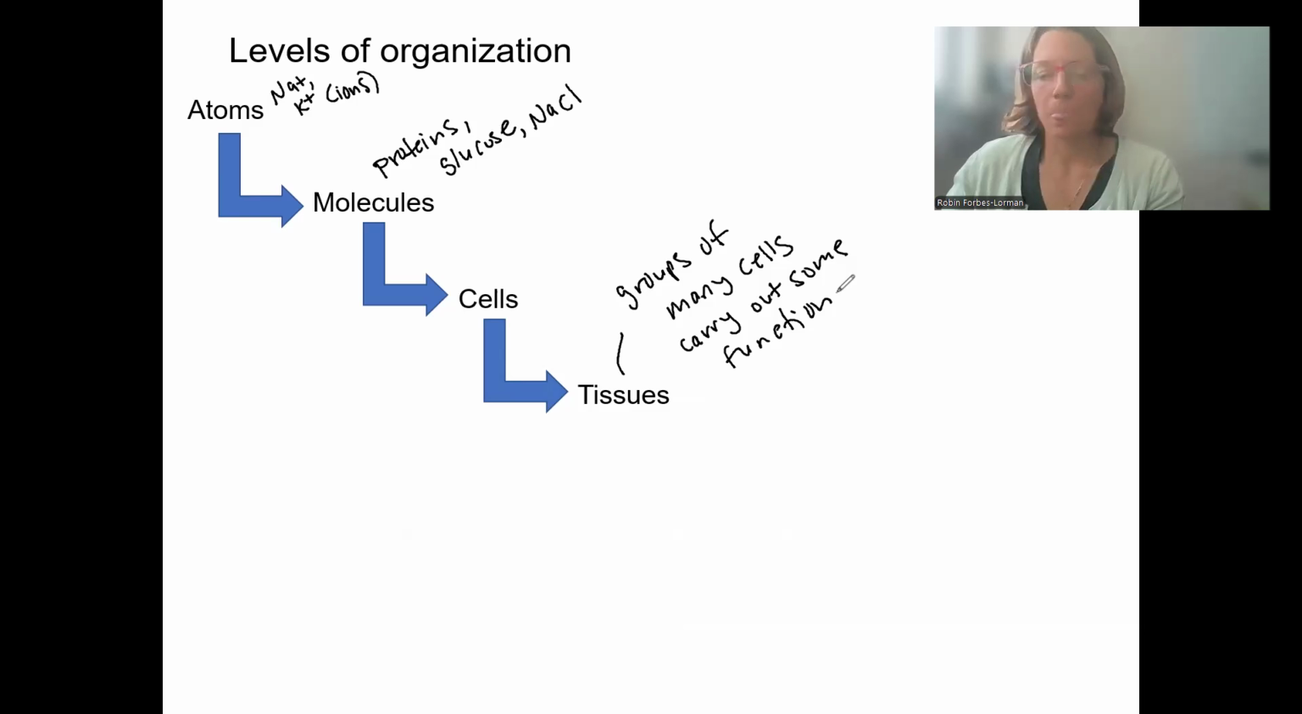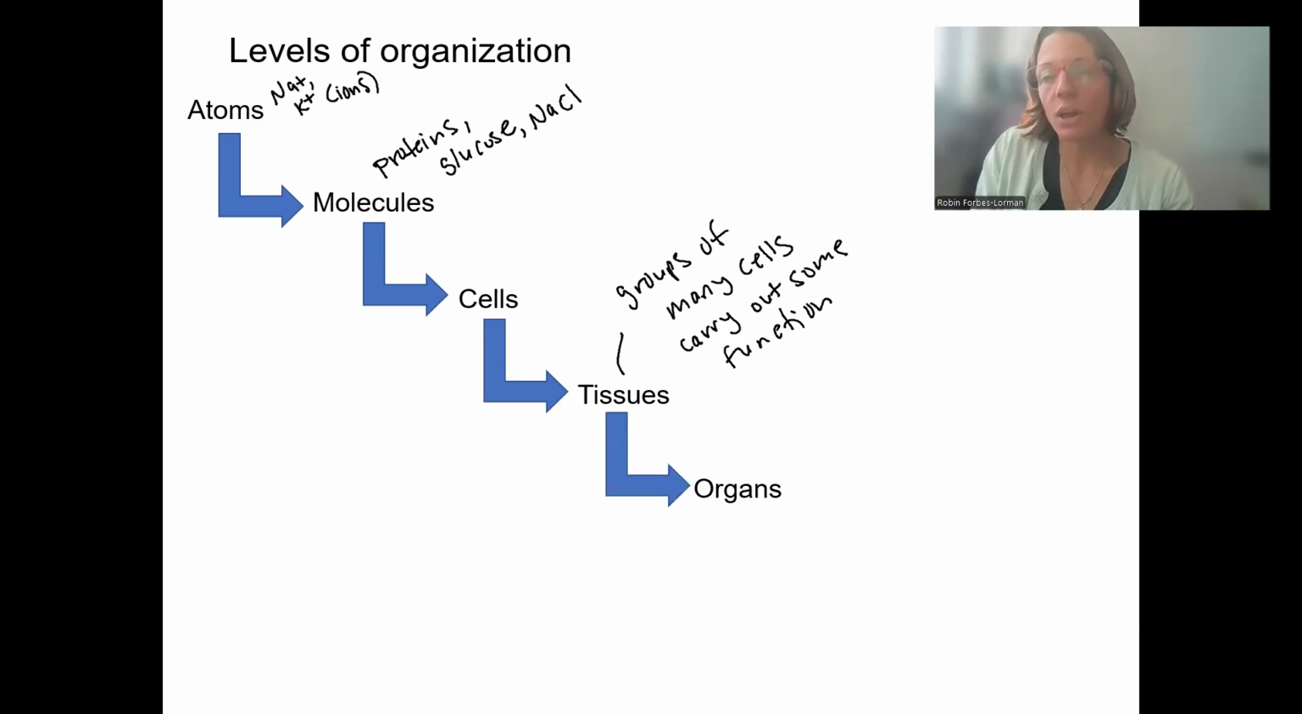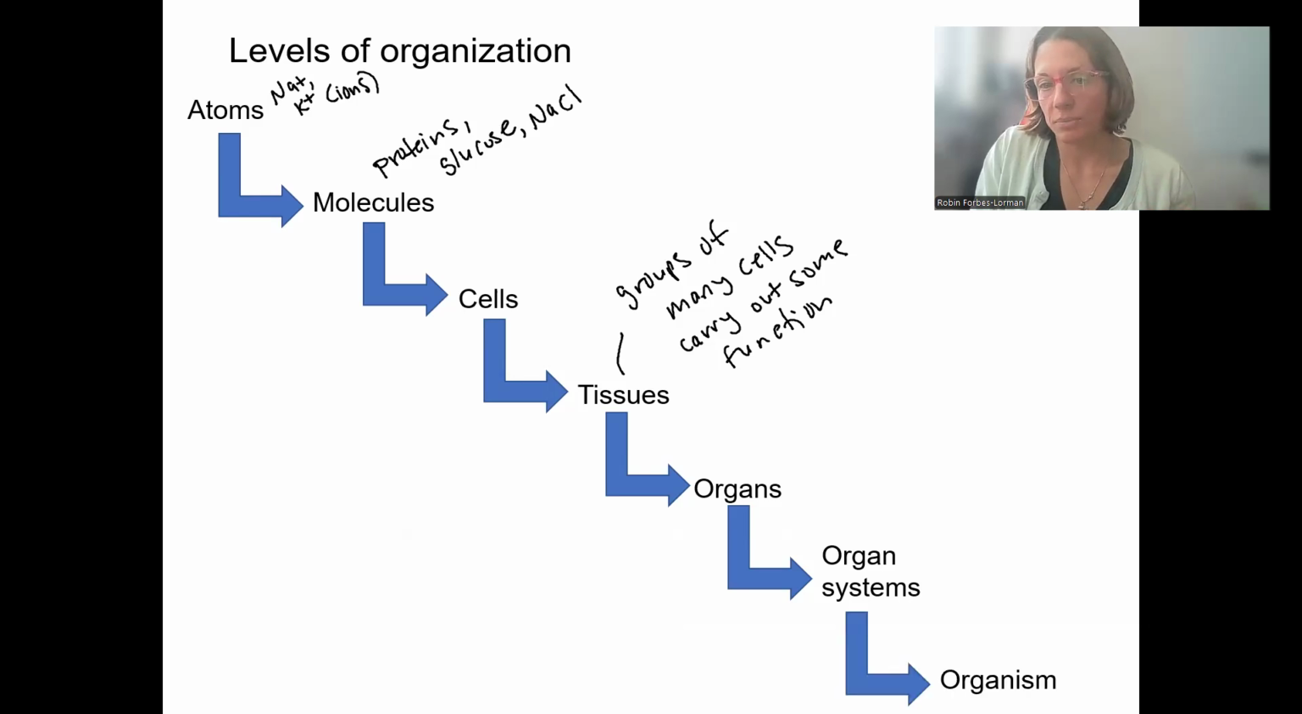Multiple cells, though. I'm not going to go through all these incredibly slowly, but tissues form together, multiple tissues form organs. We'll go into some different organs and organ systems starting next week with the skin. Skin is actually an organ. Obviously, we have multiple organ systems that are necessary for a functional organism. So again, this week is tissues.